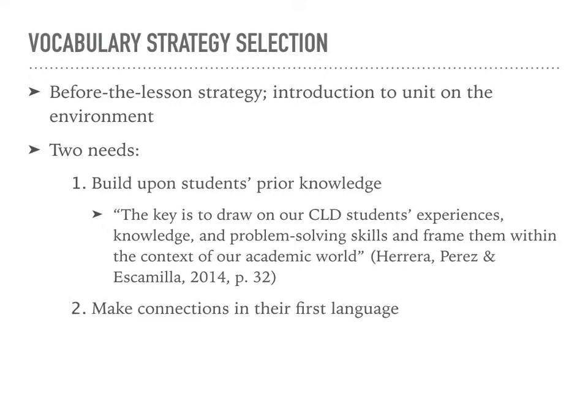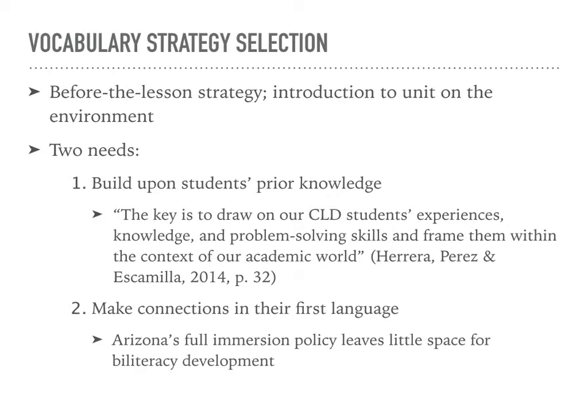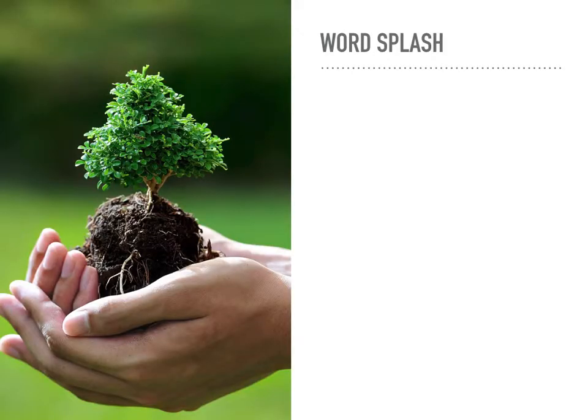The second need I saw was to allow students to make connections in their first language. Arizona has an English immersion policy, which sometimes makes it difficult for students to feel encouraged to develop literacy in their first language. So ultimately, I chose to implement a strategy from Chapter 5 called Word Splash.